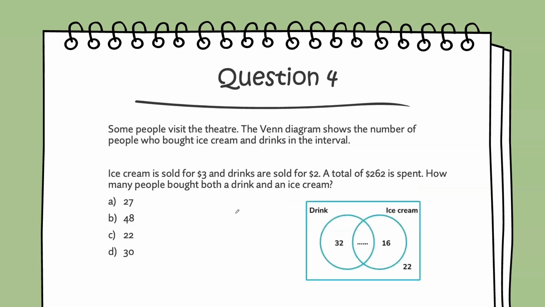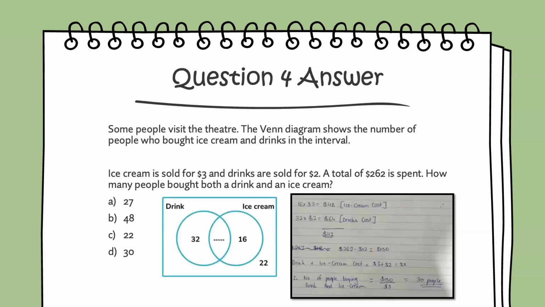Looking at the next question, we've got a Venn diagram here again. So some people visit the theater. The Venn diagram shows the number of people who bought ice cream and drinks in the interval. Now, ice cream is sold for $3 and drinks are sold for $2, and a total of $262 is spent. How many people bought both a drink and an ice cream? So we are essentially trying to figure out what this portion of the Venn diagram would be. And we're going to use our probability knowledge as well as some algebraic knowledge to solve this sort of question.